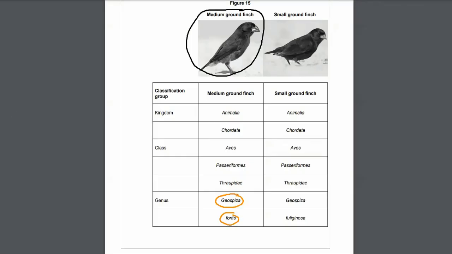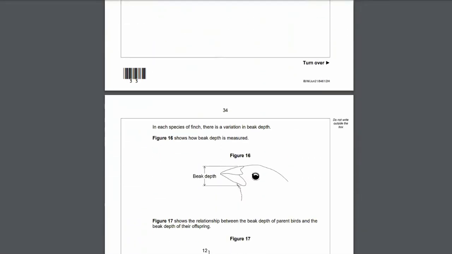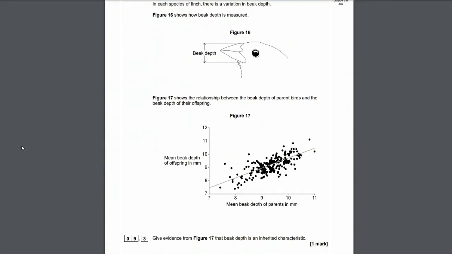So they're right at the bottom here, the genus and species, right at the bottom of the classification hierarchical system, and it's Geospiza fortis. So Geospiza is the genus and fortis is the species. The binomial name, bi meaning two name system, saves you having to name the whole thing and call it Animalia, Chordata, Aves, whatever. You can just name the last two parts of that system.